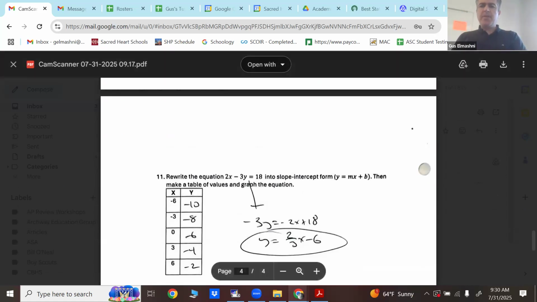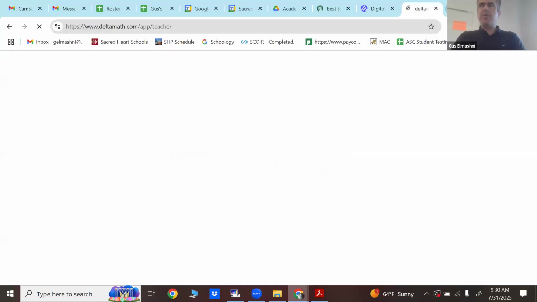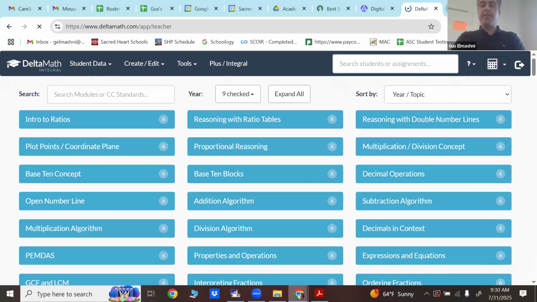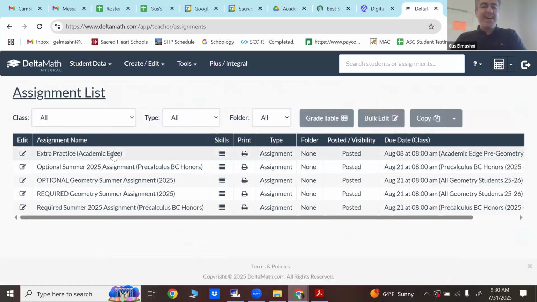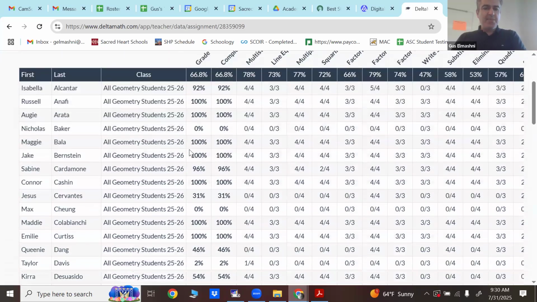And if I go back to Delta Math, I think we're going to try some time for Delta Math too, because we definitely want to get that done. It would be kind of weird if you finish this class and you don't get Delta Math done, because you should get it done. So for example, required.